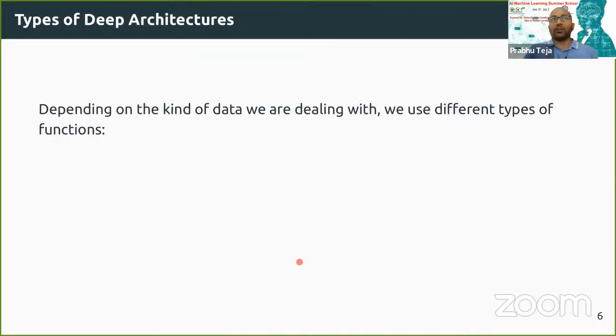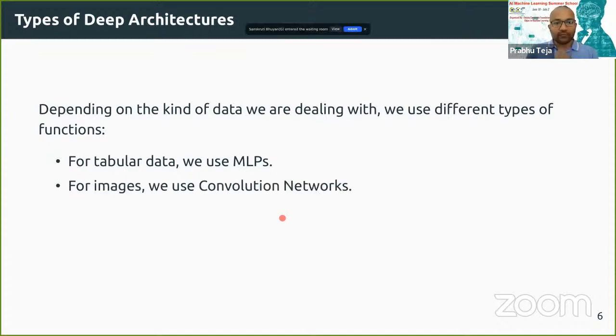I mentioned what are called multilayer perceptrons, so that is each input is multiplied by a matrix and so on. Depending on the kinds of data that we are actually dealing with, that might not be the only functional form that we are interested in. For tabular data, and when I mean tabular data, it's just a table of numbers or features or something like that, we would use something called an MLP, that was something I described before. For images, we would use convolution networks. And this was something Abhijit briefly touched upon if you were present in the previous session.